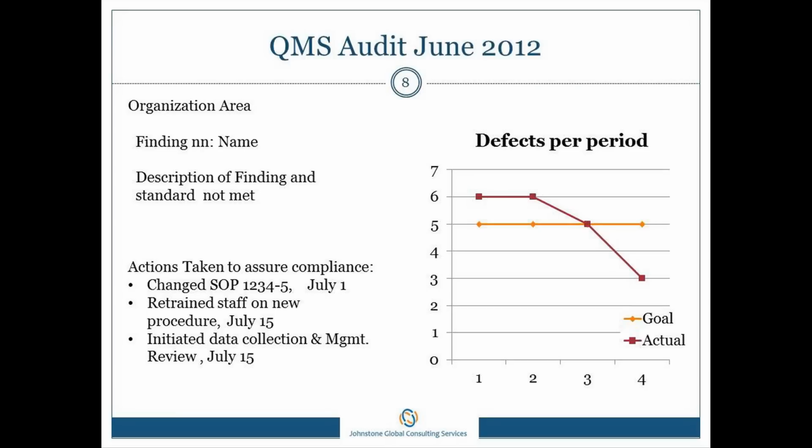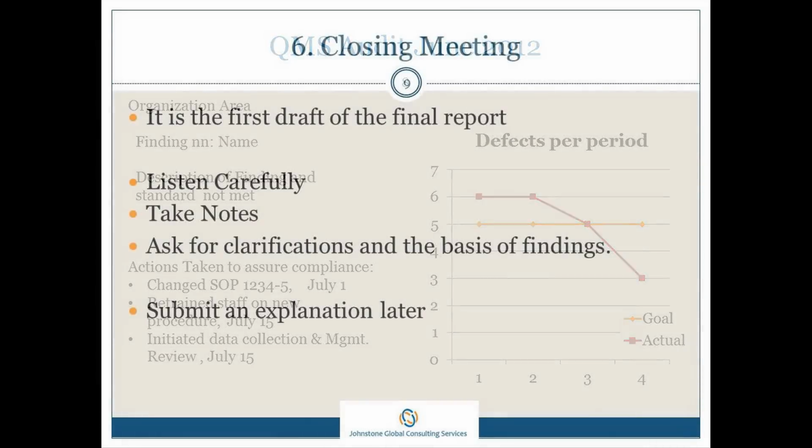Below that, you're going to see the actions taken to assure the compliance. So in this case, a procedure was changed, the staff was retrained, and we began collecting data, which we cover at our regular management reviews. On the right-hand side is a graph of the data that was collected. The time is on the horizontal axis, so we had 4 periods of data, 1, 2, 3, and 4, and we were tracking defects per period. And you can see they started at 6 and then began to come down after the changes were made. So that demonstrates effectiveness of the corrective action.